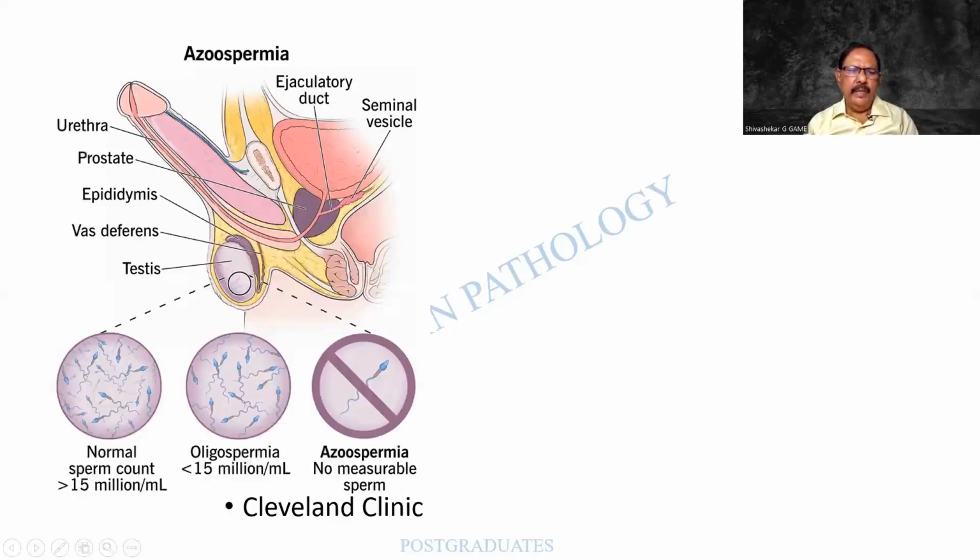The beautiful diagram by the Cleveland Clinic. Here again, the male reproductive tract can be recalled. The testes, and then you have the epididymis, the vas deferens, etc., the penis over here, and then the other glands. So all these are important. Seminal vesicle, for example, as well as the prostate. A normal count, oligospermia and azoospermia.